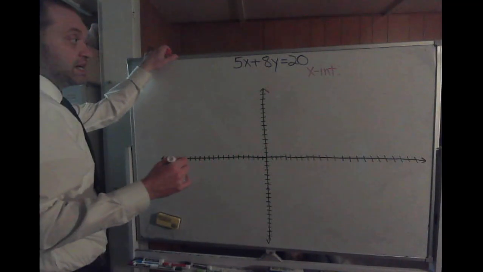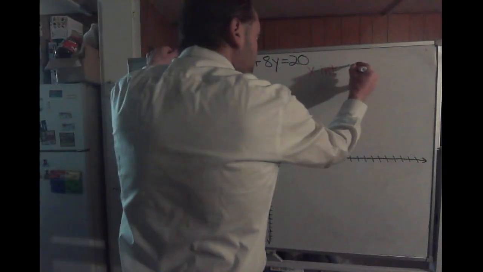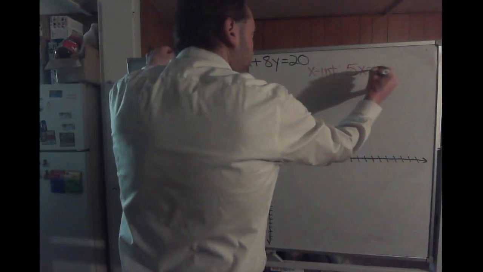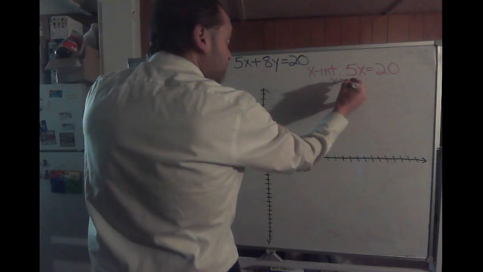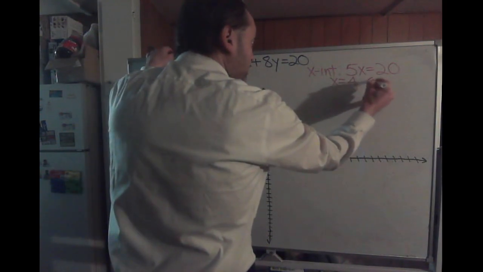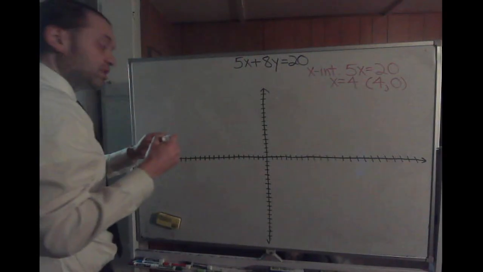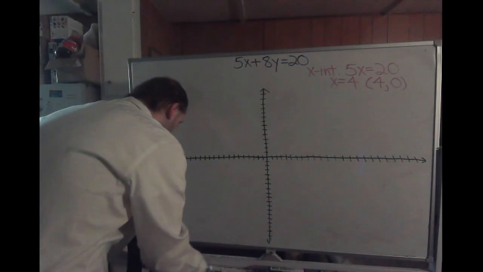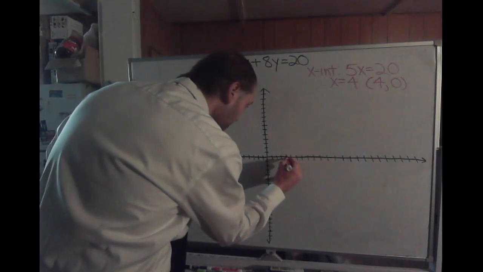Okay, so to find the x-intercept, you set y equal to 0. That would just give you 5x equals 20, which then, of course, would give you x equals 4, for the coordinate of the x-intercept being (4, 0). Boy, they sure love (4, 0) for their x-intercepts, I'll tell you that.